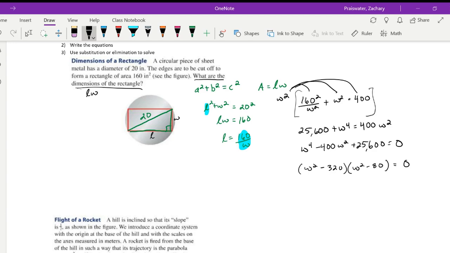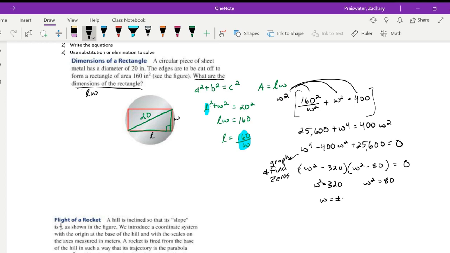And if you need to, I would like graph this and look for solutions that way too. You don't necessarily have to factor this. So like here, I would maybe like graph and find the zeros. Because w squared is equal to 320, w squared is equal to 80. So the width has a lot of different options. It could be, and actually it's not too many different options. I know we'll talk about that in a minute.